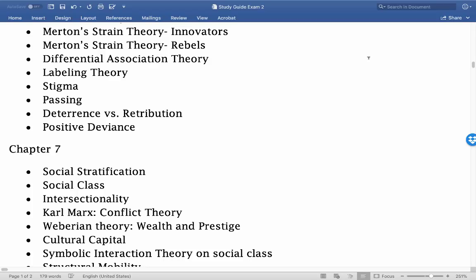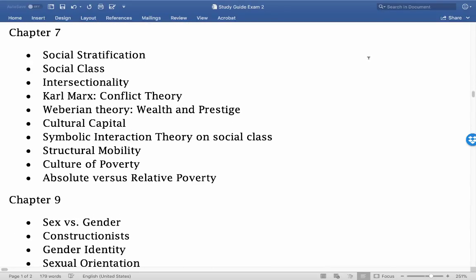Positive deviance is just deviance that's later interpreted as heroic, like when we talked about the Rosa Parks, Claudette Colvin situation. Alright, moving into chapter 7.